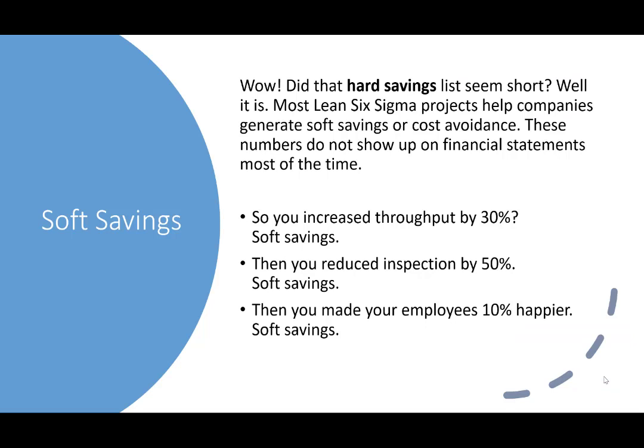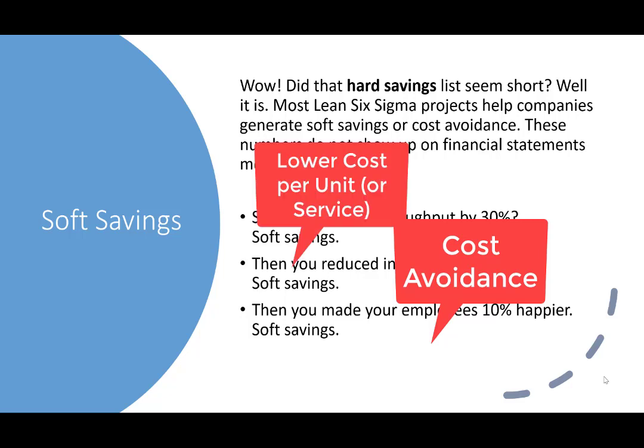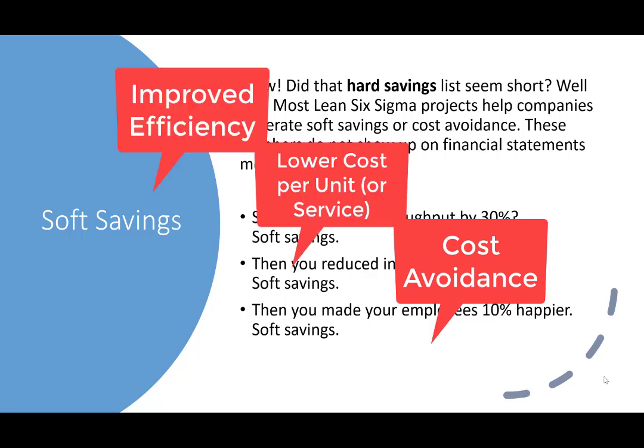All right, let's dive into soft savings. I'm not sure if you noticed, but that hard savings list was really short. You can fire people or you can lower materials. That's not a big list. So where are all the savings from Lean Six Sigma coming from? Well, they're coming from these soft savings. Soft savings are just improvements where you're avoiding spending money or you're getting more efficient. Your cost per unit or cost per patient is going down.